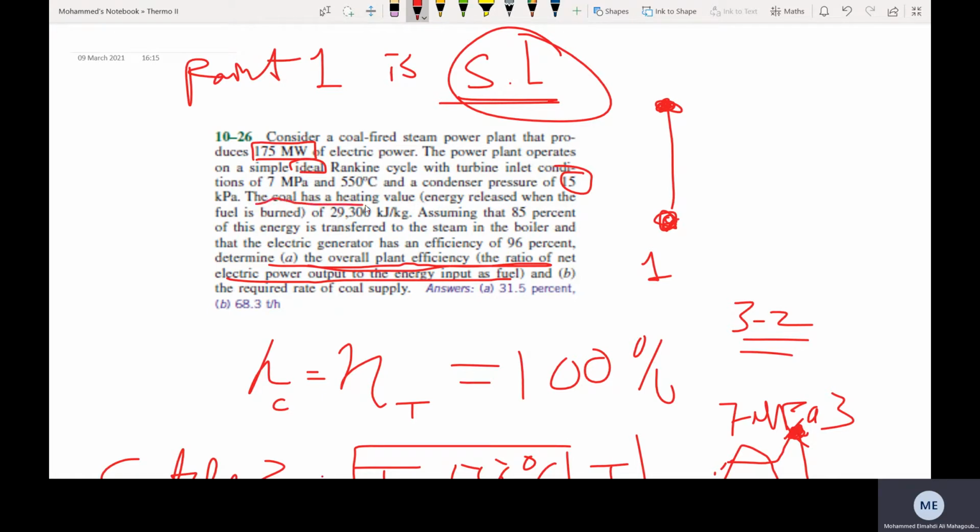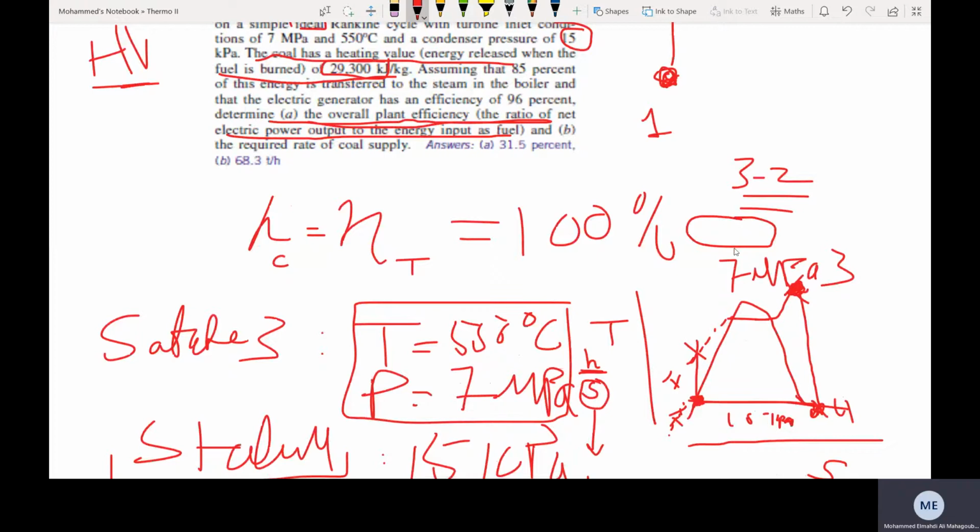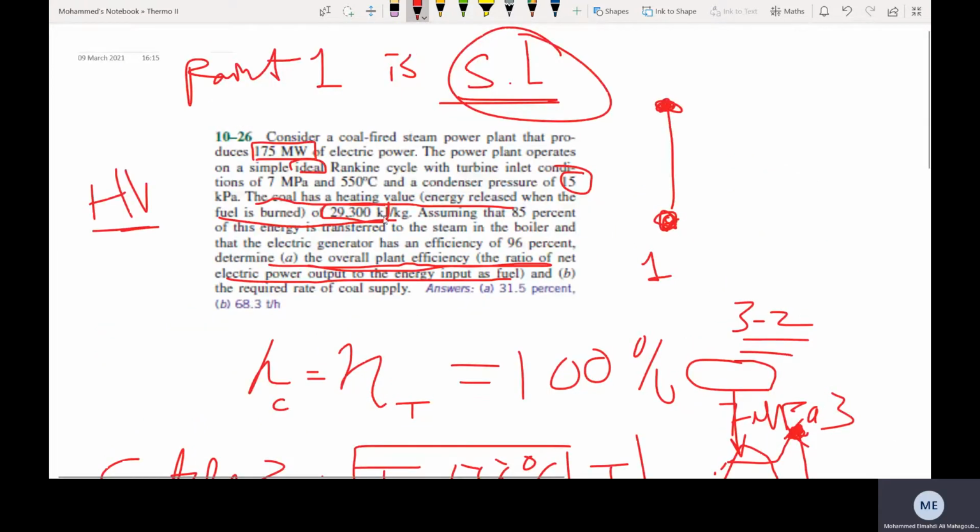Okay, the coal has a heating value. This is the heating value of the coal. Remember it from thermodynamics: the heating value means that for burning 1 kilogram of coal, that is the amount of energy you will get. So when you burn the coal, which is simply the heating source, the heating source will provide the heat addition for the cycle. So this is the heating value of it.